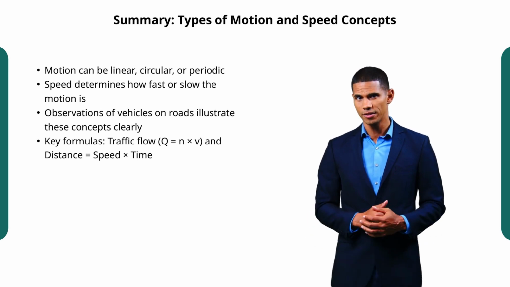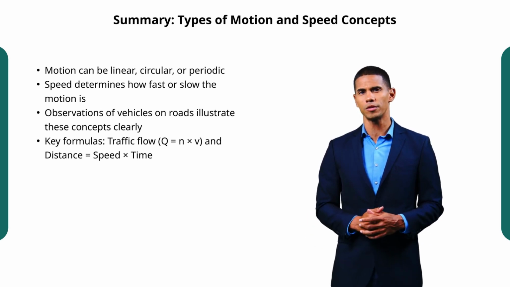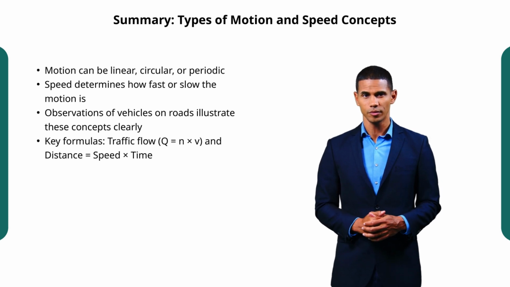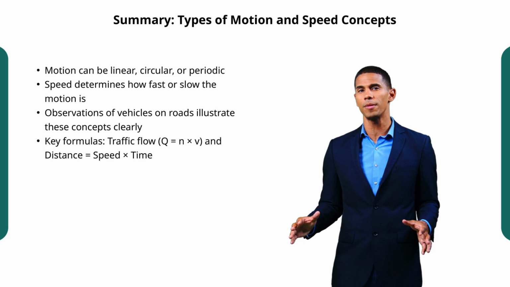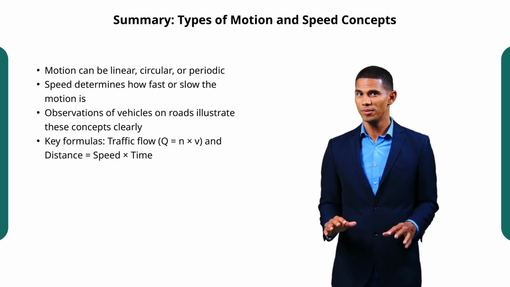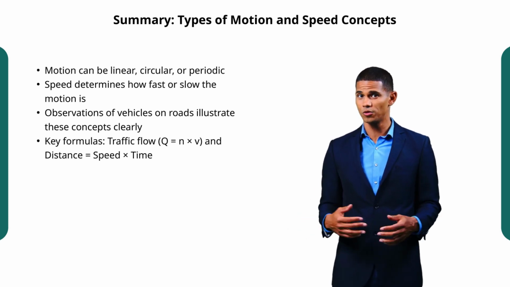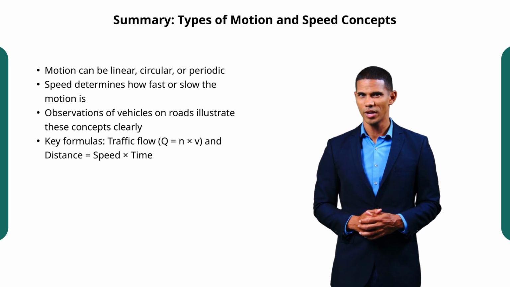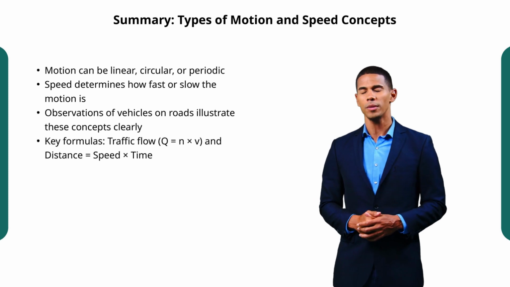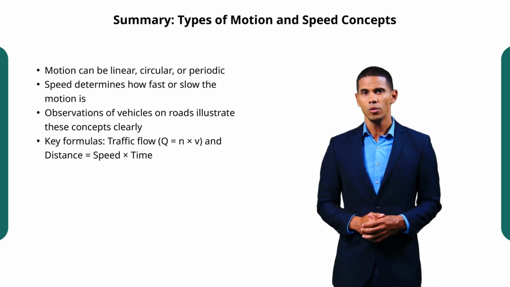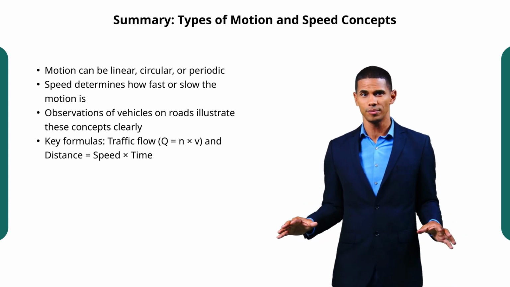Speed is how fast an object moves. It helps us describe motion better, whether slow or fast. We used images of vehicles on a road to visualize motion and speed. Science is everywhere. These concepts help us understand travel, sports, even how animals move. As you notice motion around you, keep these ideas in mind to appreciate the science in the world.